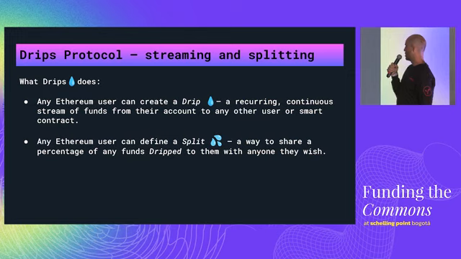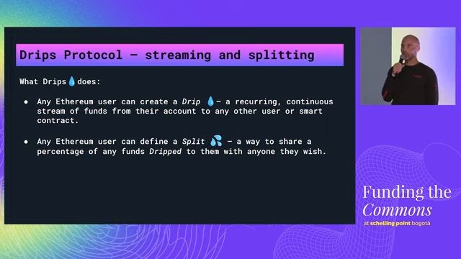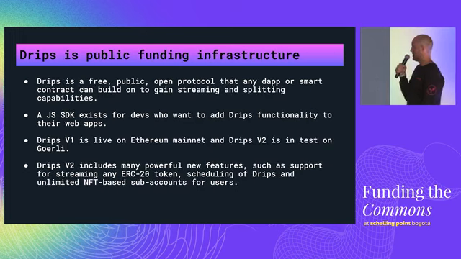So this is a way to share a percentage of any funds dripped to a user with anyone they wish. And I think one of the easiest ways to understand the power of this is when you look at some of the things that have happened in the traditional financial world, like 10% for the planet or 1% for the planet, where people commit to donate a percentage of any revenue or profit coming to them to third parties that they believe in or that they depend on. And we felt like this was a really important piece.